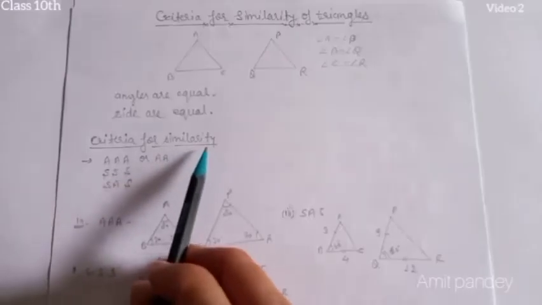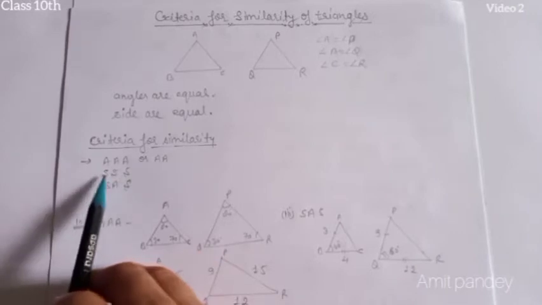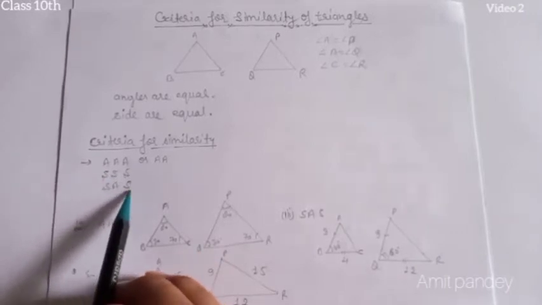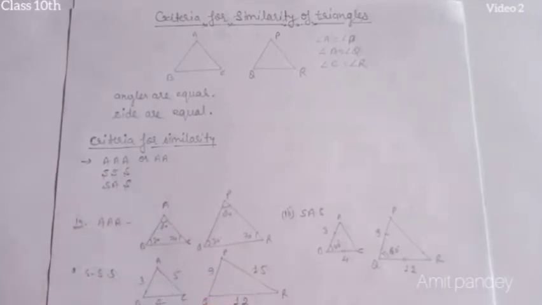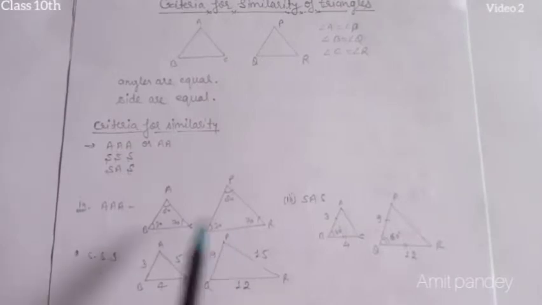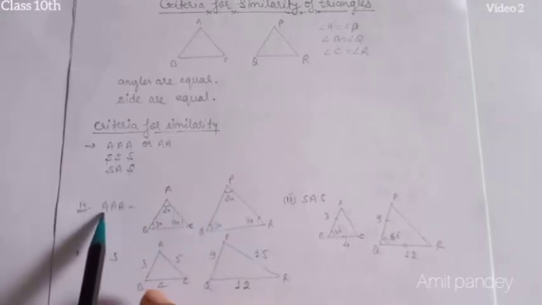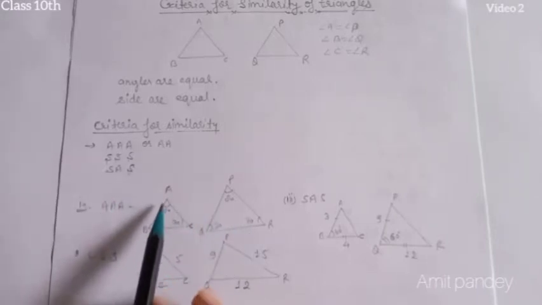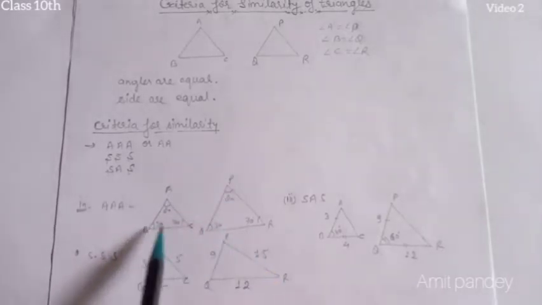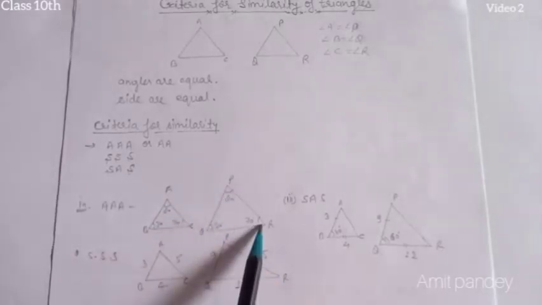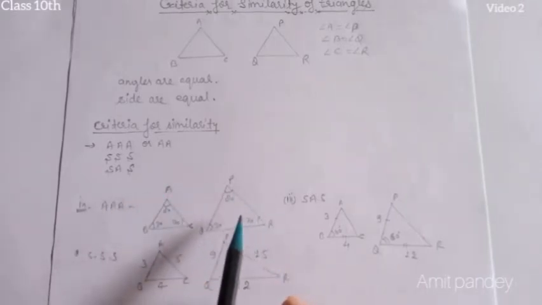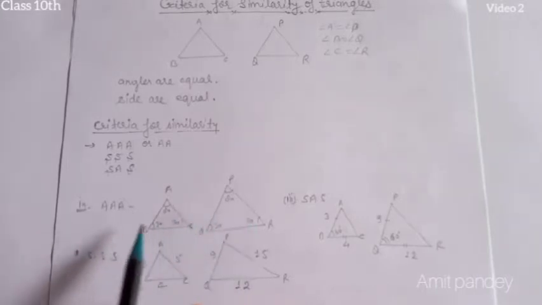Criteria for similarity: first is triple A or double A, second is triple S, third is SAS. Now understand one by one. In triple A, if the corresponding angles are equal in two given triangles, then by this criterion the triangles are similar. Here you can see ABC and PQR. If this angle is 30 and it is 30, and 70 and 70, and 80 is 80, then both are similar. By which criterion? Triple A criterion, both triangles are said to be similar.